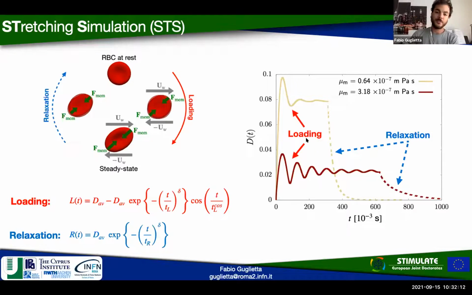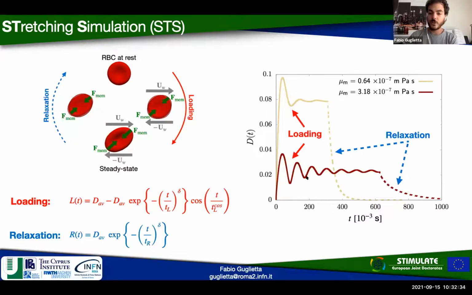If we compare this with the stretching simulation, oh, sorry, this is the shear simulation, not the stretching simulation. The first difference is that now the average deformation depends on the value of membrane viscosity. In particular, it seems that increasing the membrane viscosity results in a decrease of the average deformation.